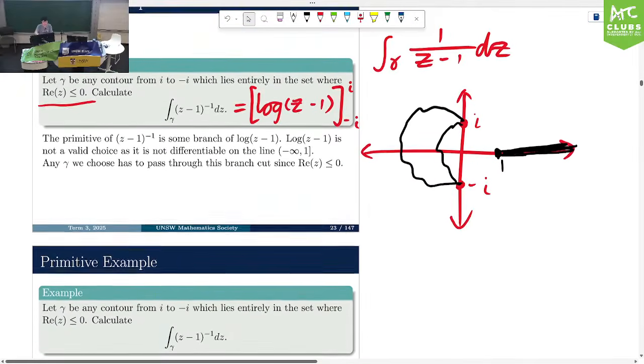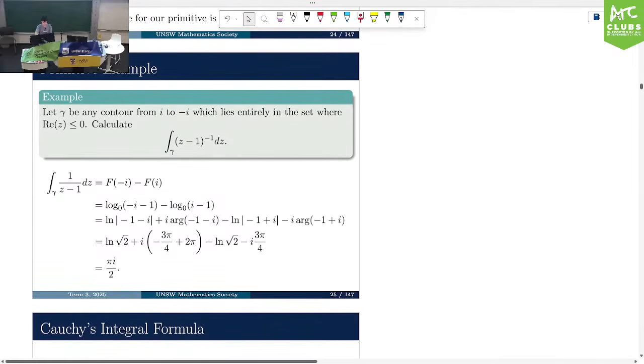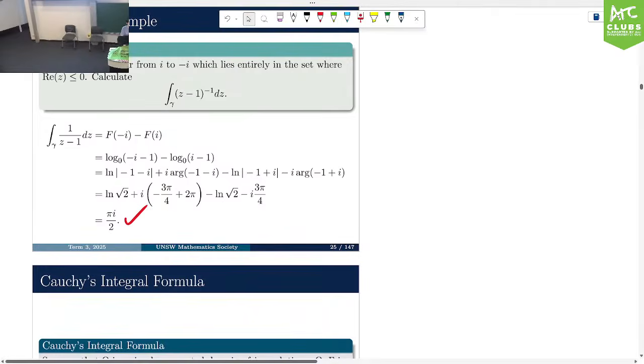And after we have this, just substituting the i and minus i and using the definition of log, we can just expand and gradually simplify. We should arrive at pi on 2i over here. So the trick is just to find an antiderivative which actually exists in the contour. And the nice thing about logs and args is that we can choose any branch as we want.